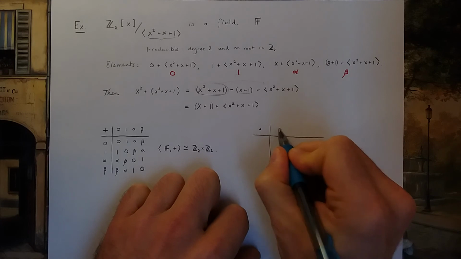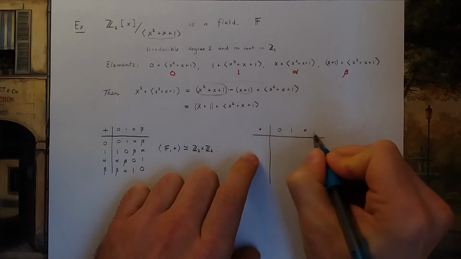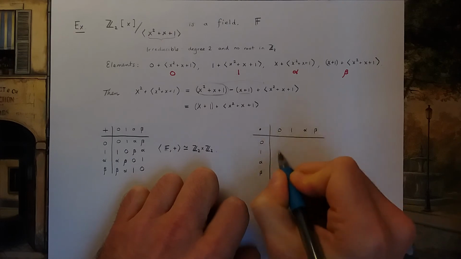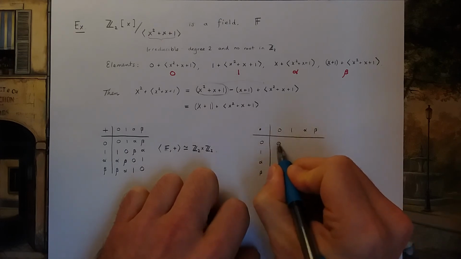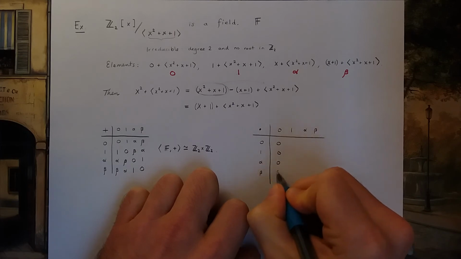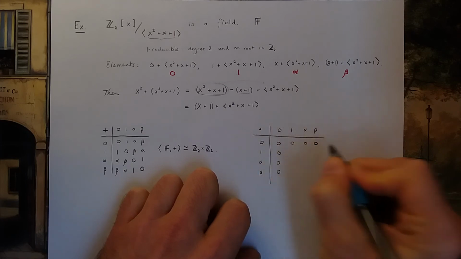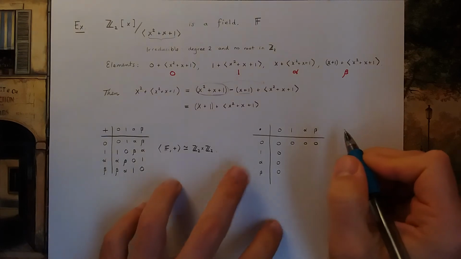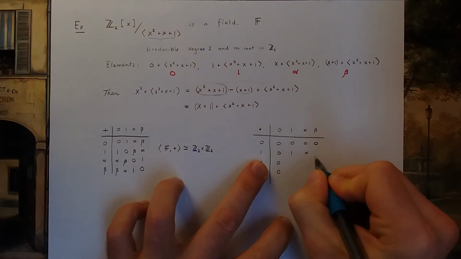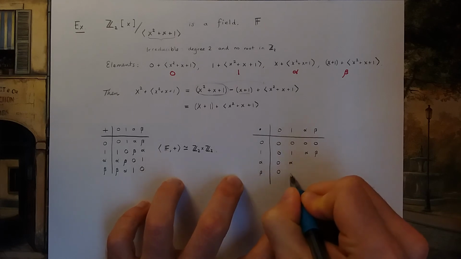So let's write down 0, 1, alpha, beta. Well, actually, 0 does not have a multiplicative inverse. Every element except 0 has a multiplicative inverse. So 0, 0, 0, 0, 0, 0, 0. Now, 1 is the multiplicative identity. So I get 1, alpha, beta here.